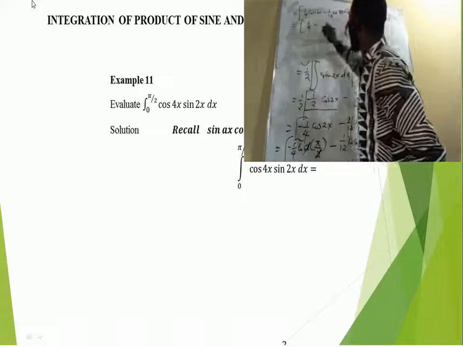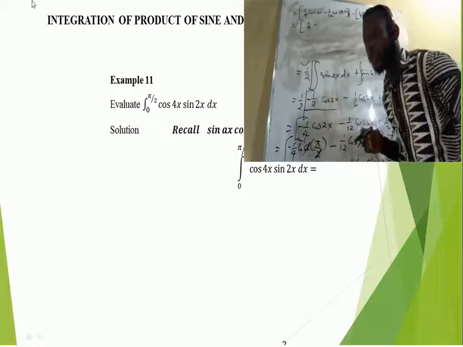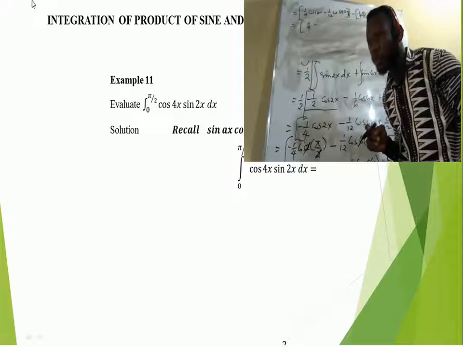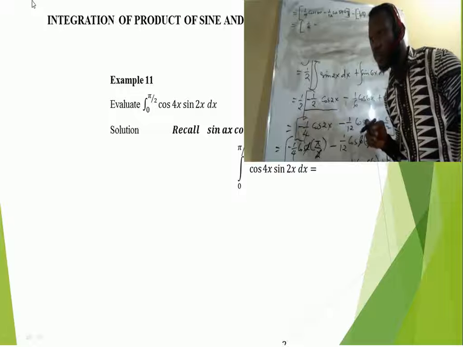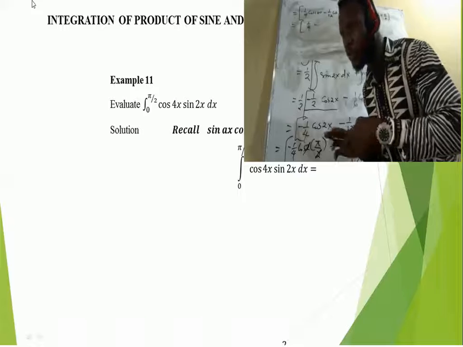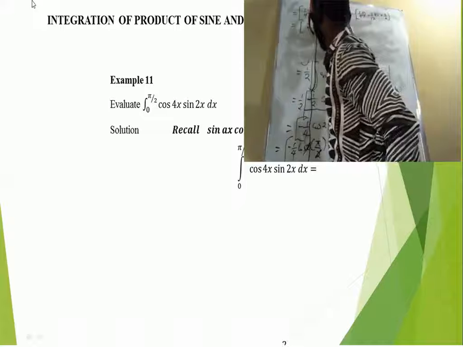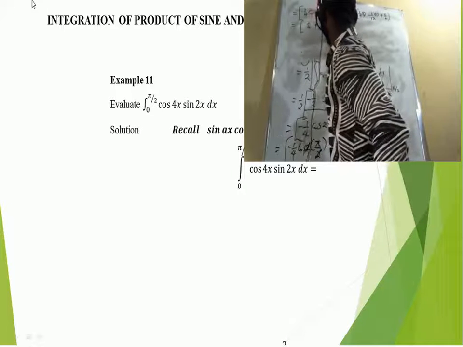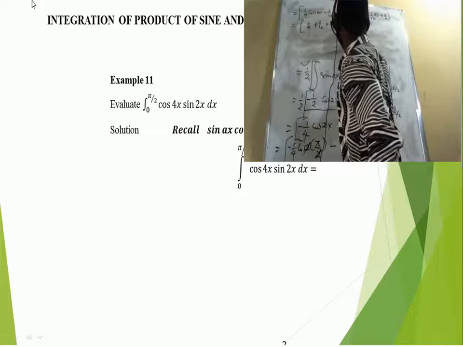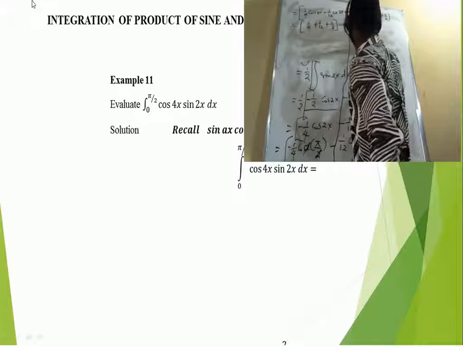Then our cos 540, what will it give us? Press your calculator. Cos 540 is minus 1. That minus 1 times this, we are going to have 1 over 12. Then plus c over 12 over 2. Then minus, this one will give us minus 1 all over 4 minus 1 all over 12 plus c over 2.